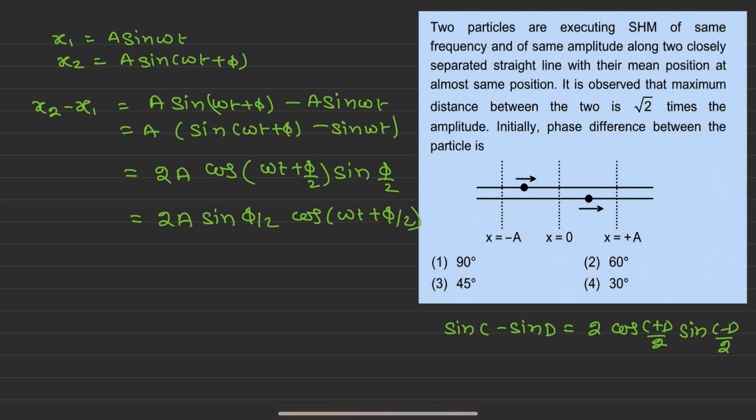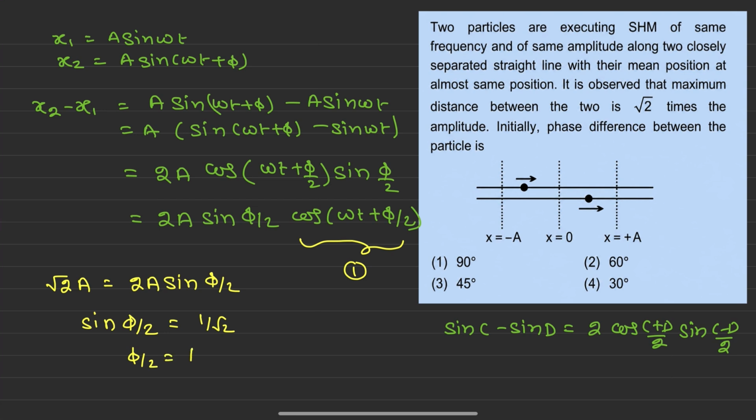Now if I analyze this particular equation, the maximum value of cos can be how much? 1. Because they have given the maximum distance over here, at that point of time the maximum distance is root 2 times the amplitude. So this value will become equal to 2A sin(phi by 2). From here, if you simplify, sin(phi by 2) will become equal to 1 by root 2. It means phi by 2 is equal to 45 degrees, which implies phi will be equal to 90 degrees. So according to this, the correct answer will be option number 1.